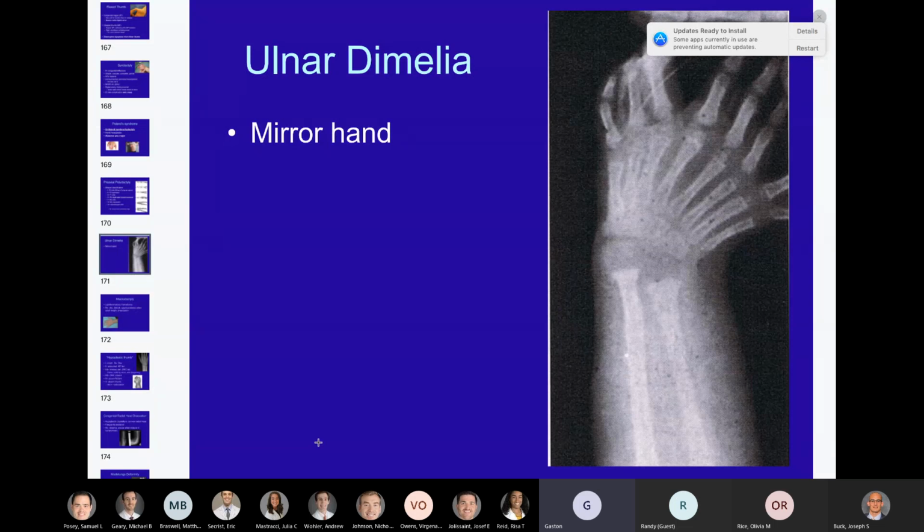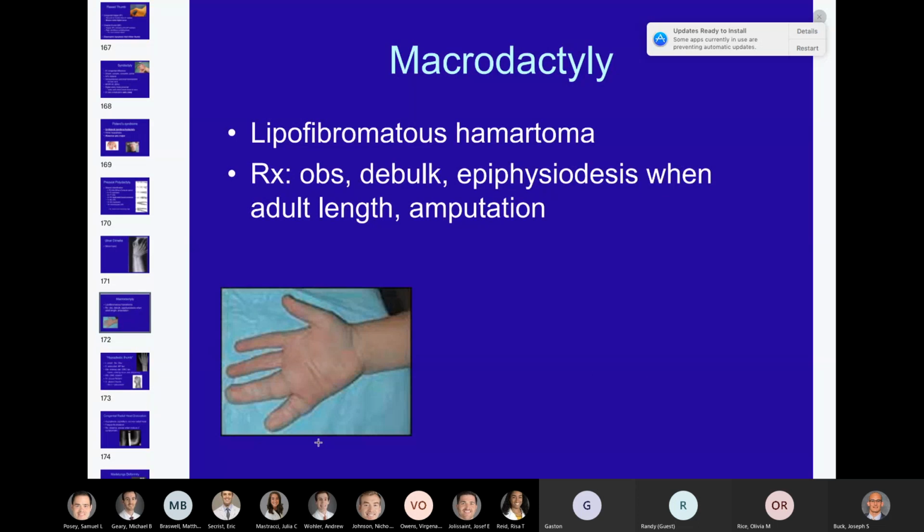This is just a cool thing to see, so I put it in there. This is mirror hand, ulnar dimelia. They won't ask you much about it, but it just makes a cool picture. Macrodactyly, pearls on this. They have an associated lipofibromatous hamartoma of the digital nerves and/or the median nerves. These kids can get carpal tunnel secondary to the lipofibromatous hamartoma changes. Treatments, so there's two kinds. If the finger like this kid's is bigger than it should be, but it's not clown silly, then it's going to be wait till it gets the size of the parent's finger, and then at that time, debulk and epiphysiodesis. If they give you one that's like a clown hand and it's ridiculous, then the answer is amputation. Next slide.